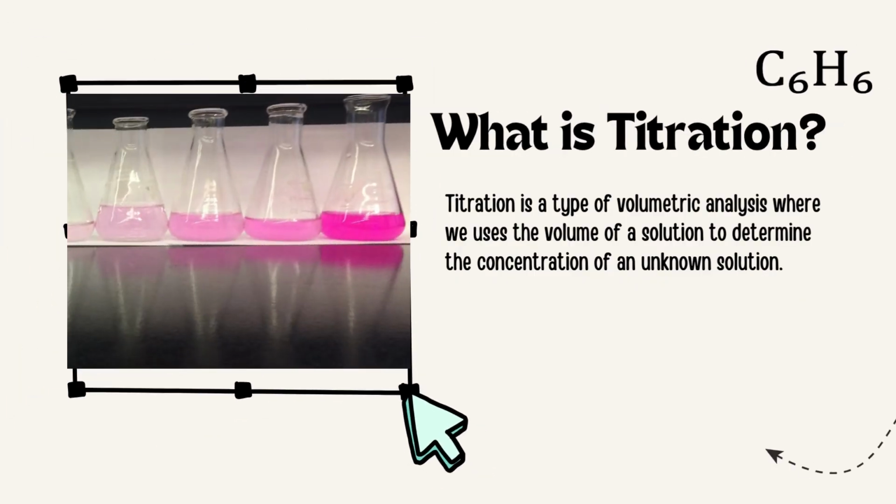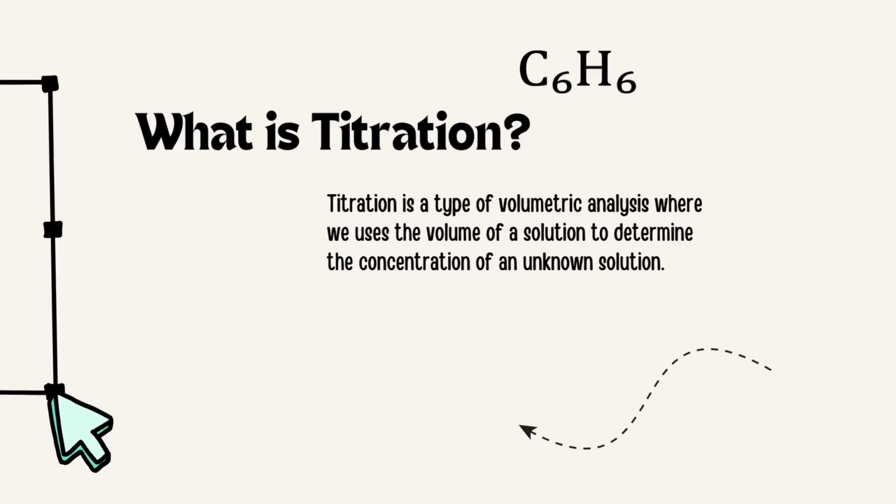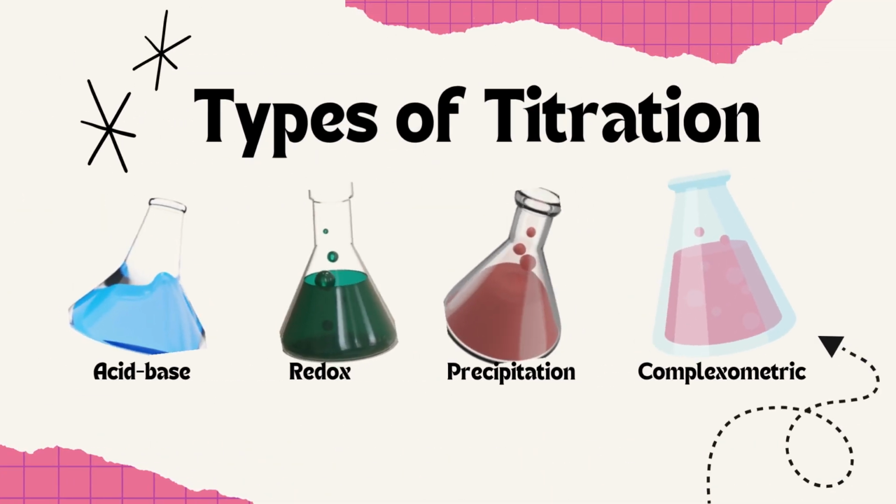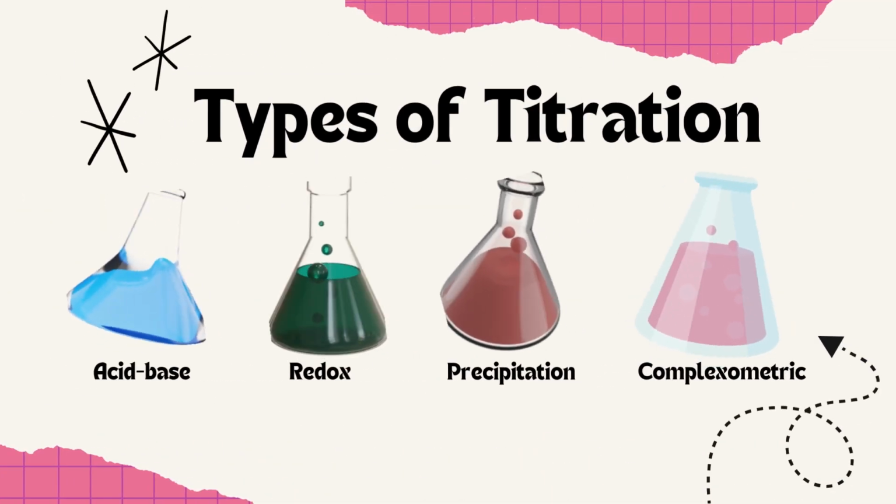What is titration? Titration is a type of volumetric analysis where we use the volume of a solution to determine the concentration of an unknown solution. The goal is to reach the equivalence point, the moment when both substances have reacted completely. It includes acid-base, redox, precipitation, and complexometric titrations.